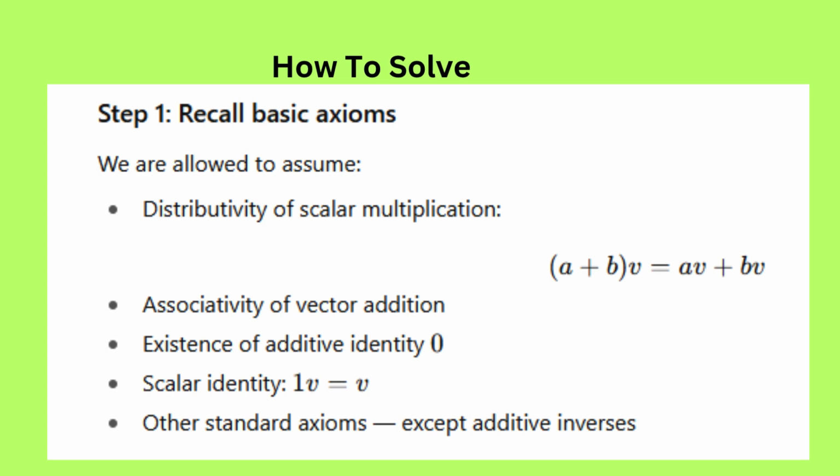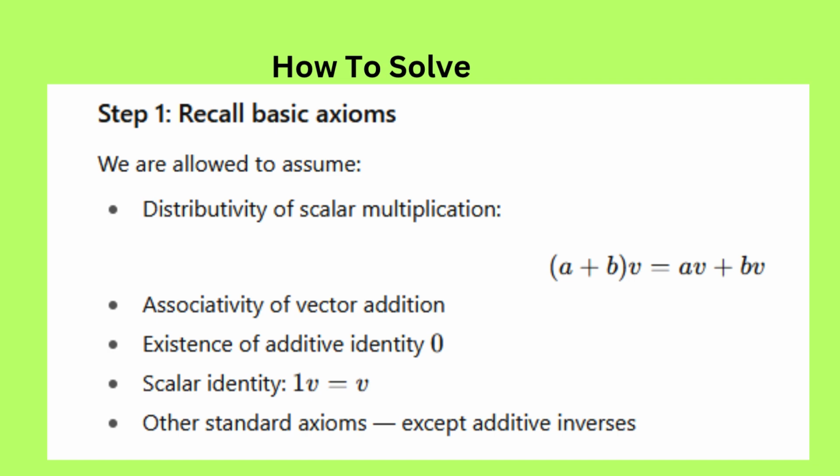We are allowed to assume the following: distributivity of scalar multiplication, as shown below, a plus b multiplied by v equals av plus bv. Then there's associativity of vector addition, which we did in the previous video, existence of additive identity 0, and the scalar identity 1v equals v, and then other standard axioms except additive inverses. So lots of jargon, but hang on with me, okay?